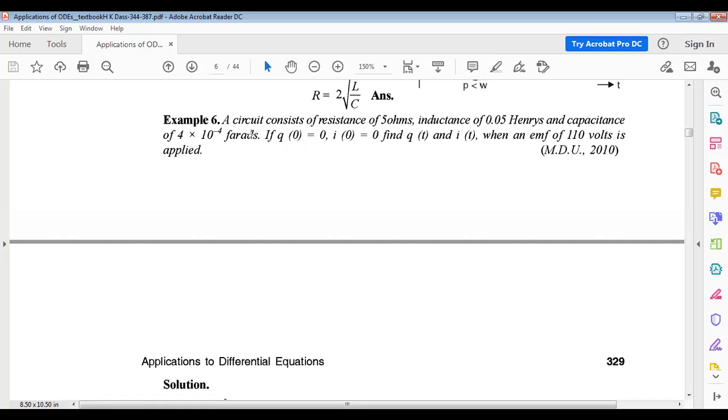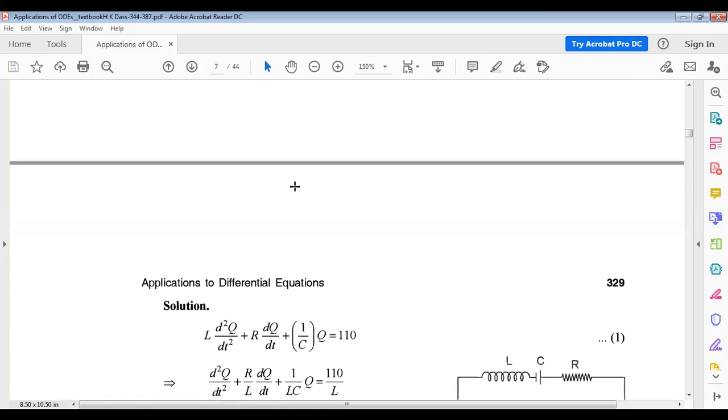Okay, another example. A circuit consists of resistance 5 ohms, inductance L 0.05 henries, and capacitance capital C 4 into 10 to the power minus 4 farads. Two initial conditions are given: Q0 equals 0, I0 equals 0. Find Q(t) and I(t) when an EMF of 110 volts is applied.